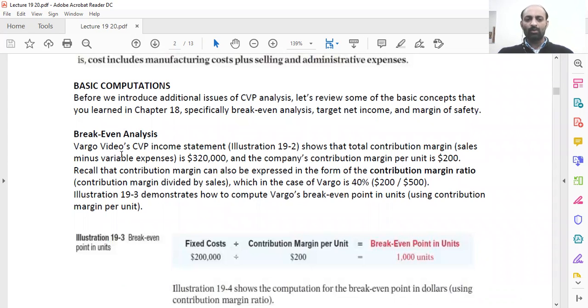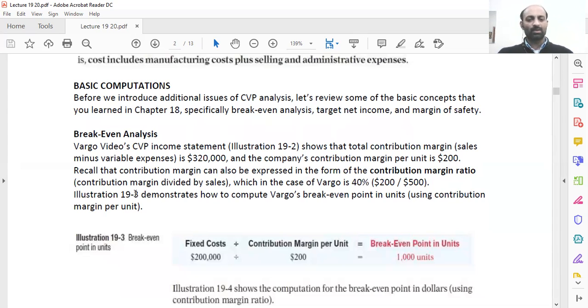Vargo Video CVP income statement shows that total contribution margin, which is sales minus variable expenses, is 320,000, and the company's contribution margin per unit is 200. Recall that contribution margin can also be expressed in the form of contribution margin ratio.